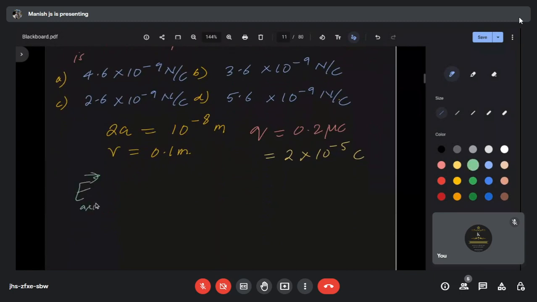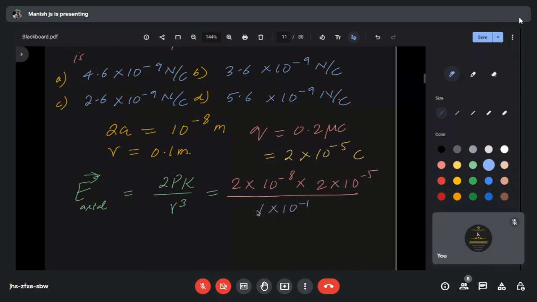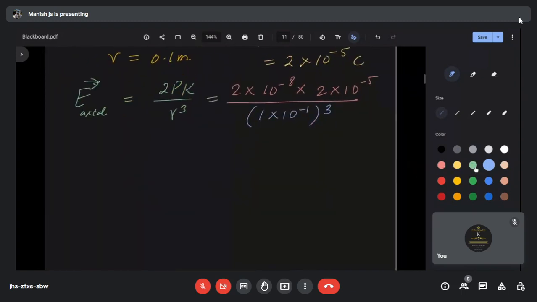So electric field due to axial line is equal to 2pk upon r cube. We had the relation. So 2 into p is 2q into 2a into q, அதாவது 10 power minus 8 into q value 2 into 10 power minus 5, the whole divided by r cube value. R 0.1, அதாவது 1 into 10 power minus 1 ன்னு சொல்லிக்கலாம், the whole power 3. So simplify பண்ணுங்க. What do you get when you simplify?